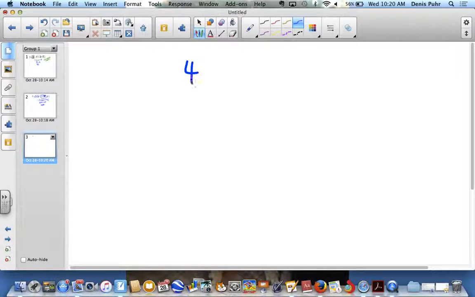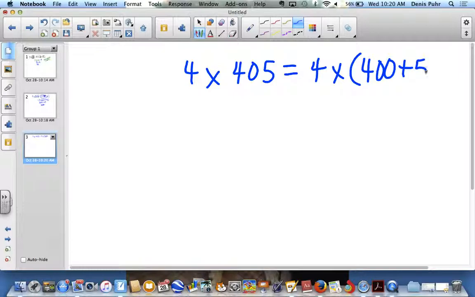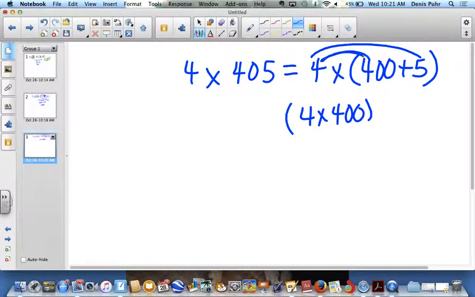So if I said 4 times 405, another way I can write that is 4 times, and break apart the 405 into expanded form: 400 plus 5. Basically, with the distributive property, you multiply 4 times 400, then the 4 goes to visit the 5. So it would look like this: 4 times 400, that's the first arc there, plus the 4 times 5.